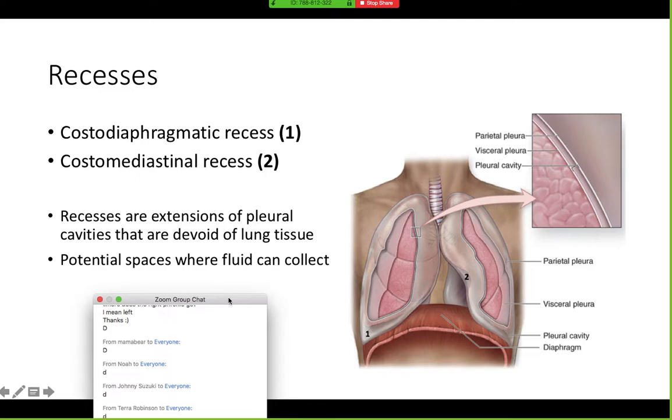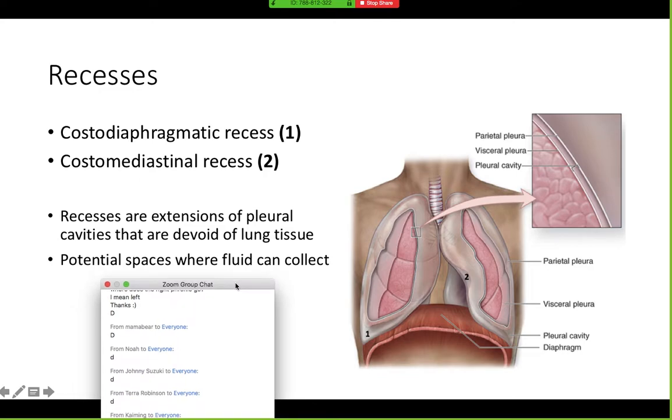Okay, so two important recesses. The first one is the costodiaphragmatic recess, and that's this one right here where fluid likes to accumulate. And then number two, costomediastinal recess, here in the cardiac notch.